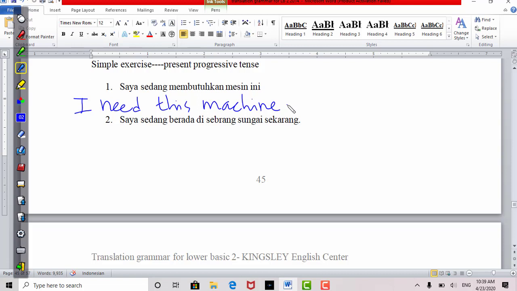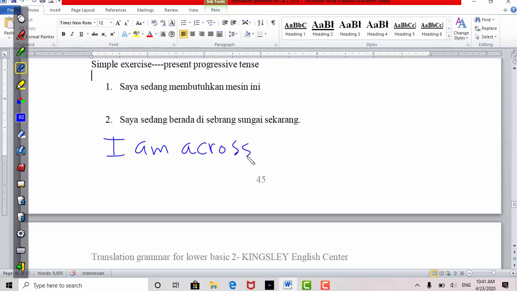Alright. Next, saya sedang berada di seberang sungai sekarang. So this one will be pattern B, because it is connecting subject with non-verb. This one: across the river now. So for number 2, what pattern? This should be pattern B. Alright? And number 1 just now was pattern A.